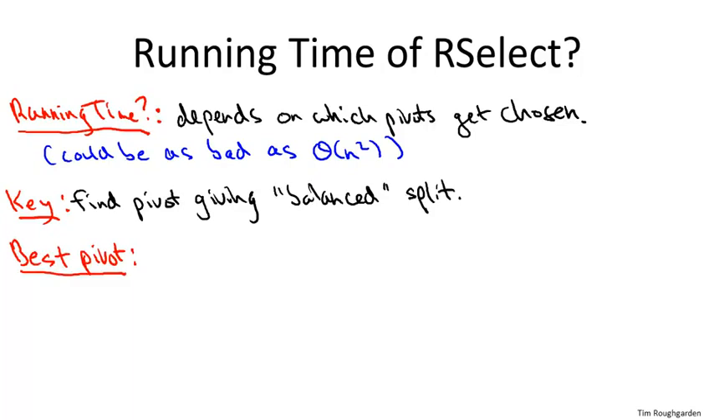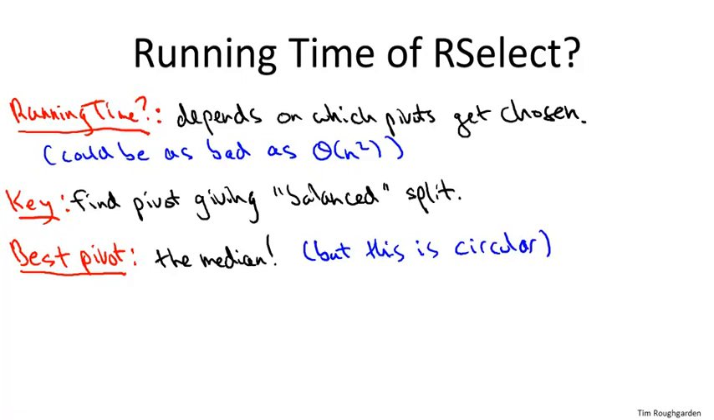What's the best pivot if we want to guarantee an aggressive decrease in the input size before the next iteration? Well, the best pivot's the one that gives us the most balanced split as possible. So what's the pivot that gives us the most balanced split, a 50-50 split? Well, if you think about it, it's exactly the median. Of course, this is not super helpful because the median might well be what we're looking for in the first place. So this is sort of a circular idea.